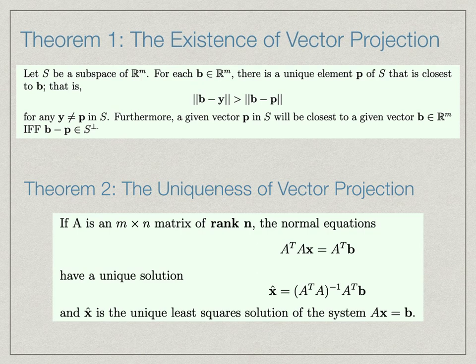So if A is an m by n matrix of rank n, which means all the column vectors of A are independent, then the normal equations A transpose A x equals A transpose b have a unique solution. And the x hat, the unique least squares solution, is the least squares solution of the system Ax equals b, and it is the solution to the new system where b is the projection onto the column space of A.